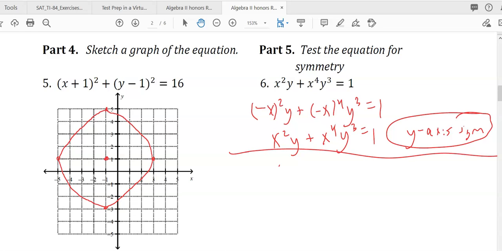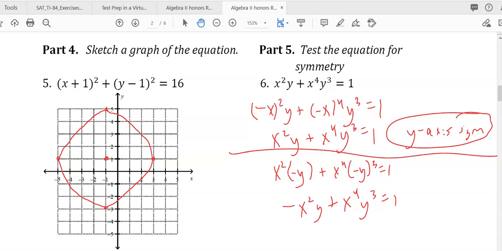Let's test the y term. So this would be x squared times negative y plus x to the fourth times negative y to the third equals 1. What's interesting is the last term is the same. The 1 is the same, but this becomes negative, right? So this has no x-axis symmetry.